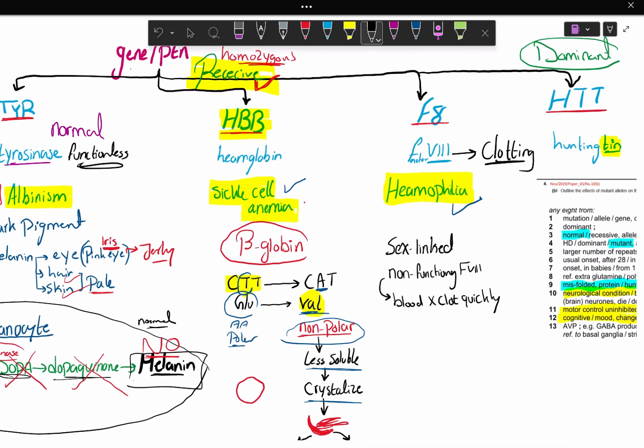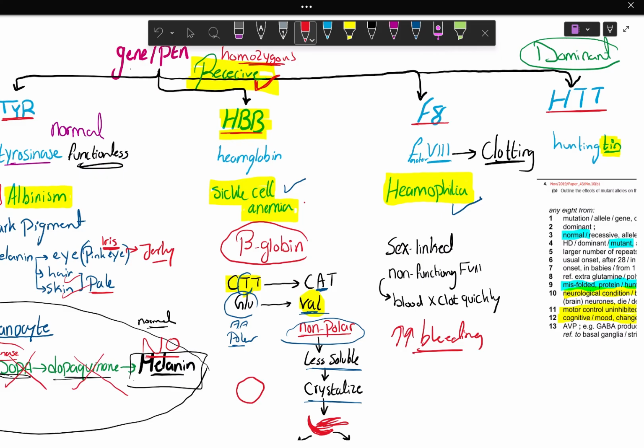If a person does not have the factor 8, they will have a disease called hemophilia. Hemophilia is a blood clotting disease. Those people cannot clot the blood, so they will have excessive bleeding. With any minor injury, they cannot clot, so they will have excessive bleeding.